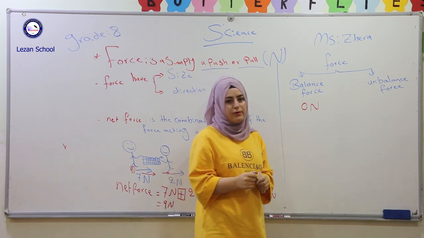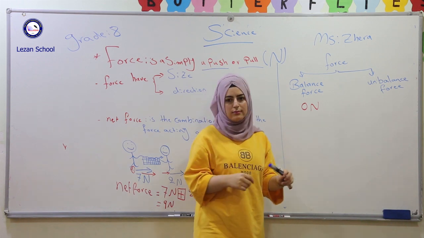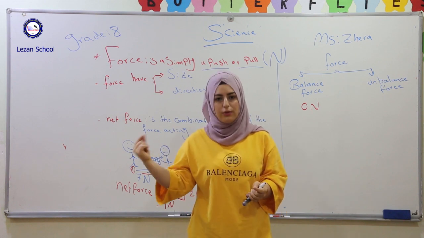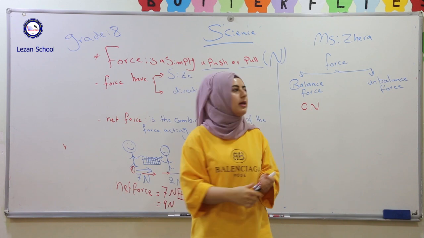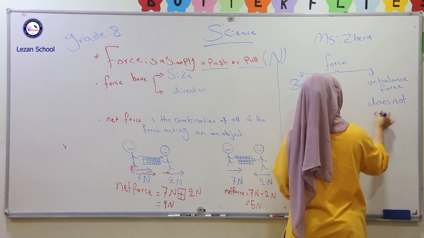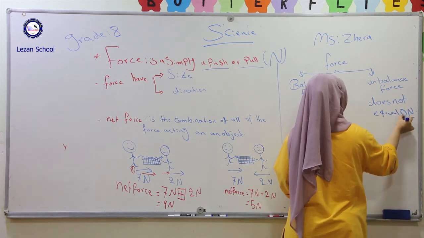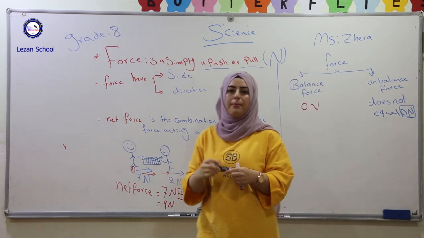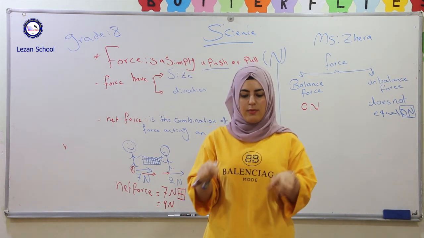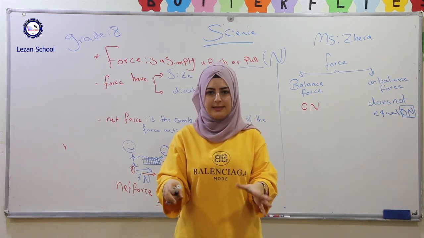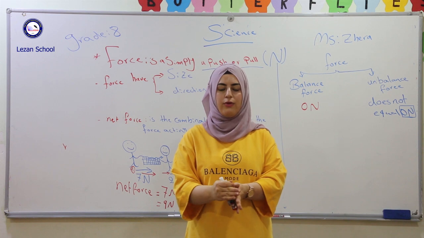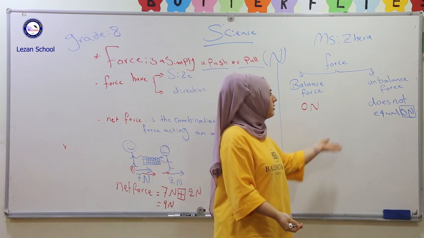After that, we have unbalanced force. Unbalanced force means the opposite. When all of the forces applied on the object are not equal to 0 Newton, it means they don't equal 0 Newton, and this is called unbalanced force. For example, when a group of boys are playing football. At the moment when the football is in one place, after that when you push or pull, the ball moves. In this moment, not all of the forces equal 0. So this moment is an unbalanced force.